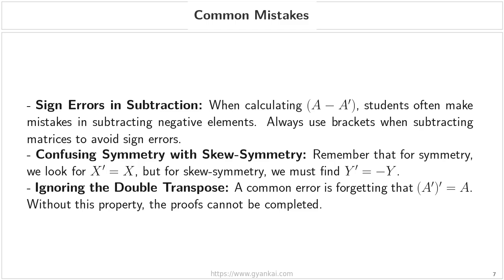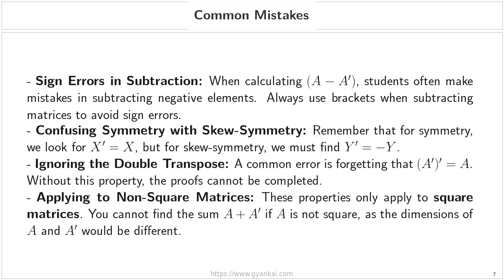A frequent error is forgetting that taking the transpose of a transpose returns you to the original matrix, meaning A transpose transpose equals A. This is a critical step. Without this property, the proofs we discussed in the previous slides cannot be completed. Finally, remember that these properties apply exclusively to square matrices. You cannot find the sum of A plus A transpose if it is not a square matrix. This is because the dimensions of the original matrix and its transpose would be different, and as you know, matrix addition is only possible when the dimensions are identical.